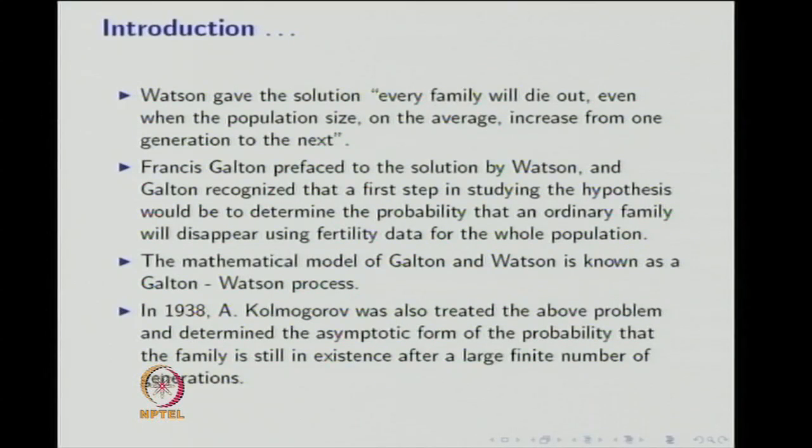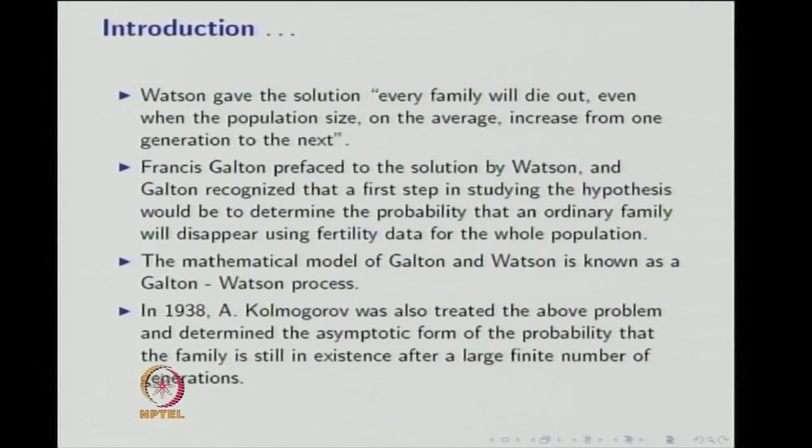Watson gave the solution. Every family will die out even when the population size on the average increases from one generation to the next. Galton prefaced the solution by Watson, and Galton recognized that a first step in studying the hypothesis would be to determine the probability that the ordinary family will disappear using fertility data for the whole population. The mathematical model of Galton and Watson is known as a Galton-Watson branching process.